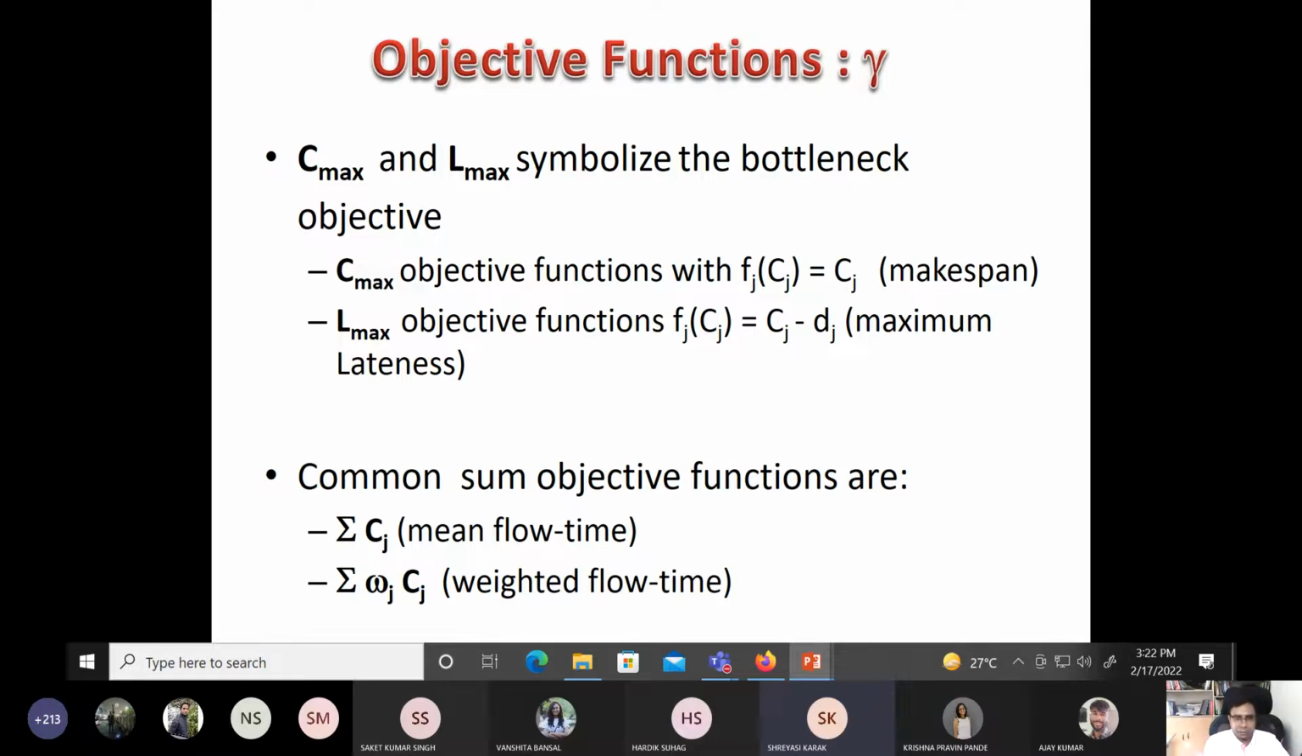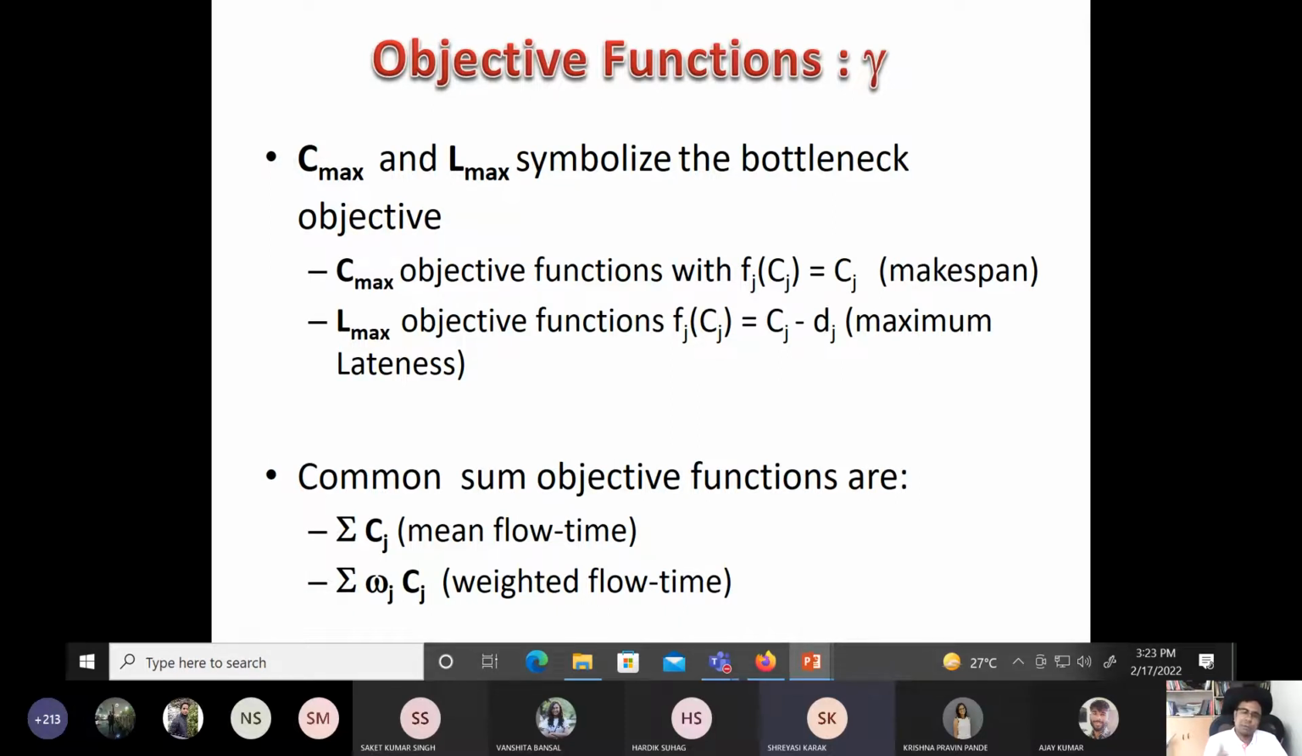That is the overall execution time. And the Lmax objective: suppose every task has some deadline, so this is maximum lateness. Suppose n tasks are there, and we want to execute them on p processors, and every task has some deadline. Then the Lmax objective is the maximum of cj minus dj, the maximum lateness. Then common summation objective functions are summation of cj, which is the mean flow time, or summation of flow time.